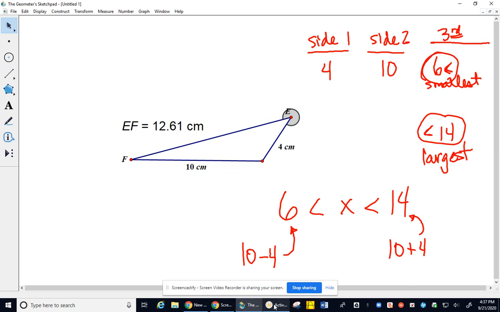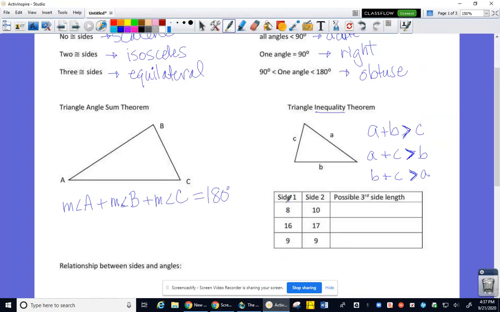So coming back over here, okay, if I had a side of 8 and a side of 10, then the smallest it could possibly be is 2, right? It has to be bigger than 2, 2.01, 2.02, whatever. And the largest this could possibly be is adding them together. So 18, right? 17.9, 17.99, which is why we have a strictly less than sign here.